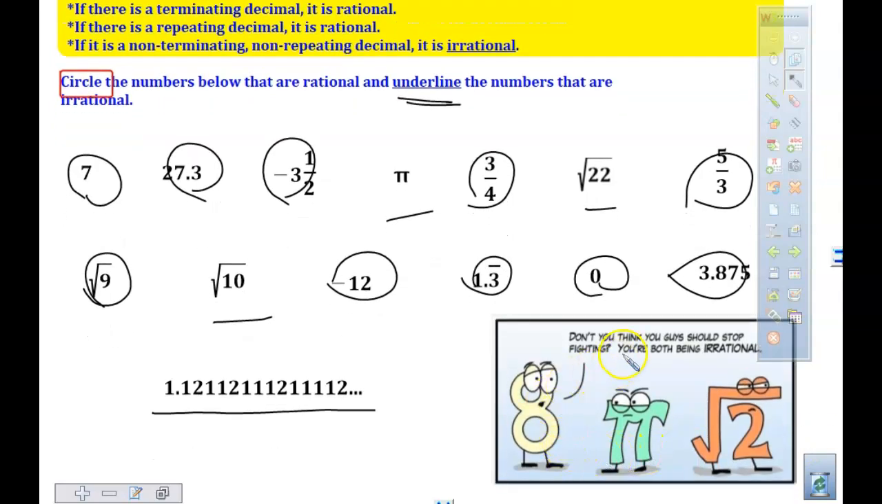Notice this number 8 says, don't you think you guys can stop fighting? You're both being irrational. So both of those irrationals, you get the joke.